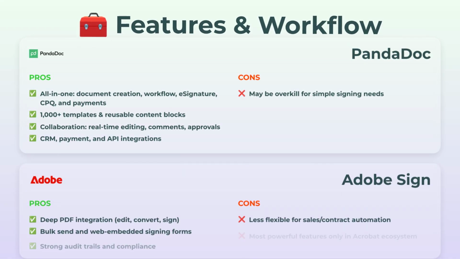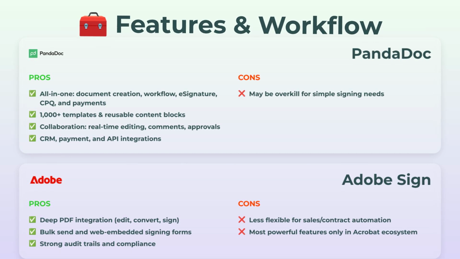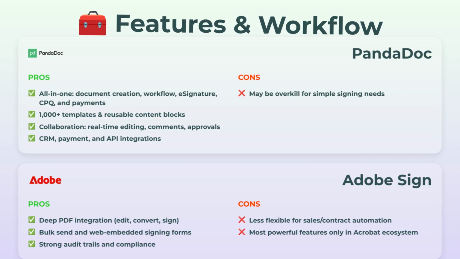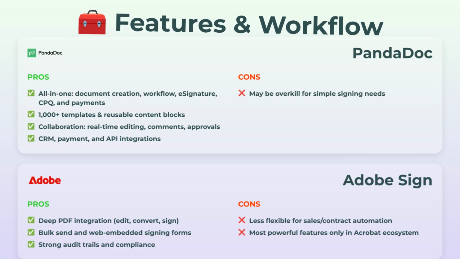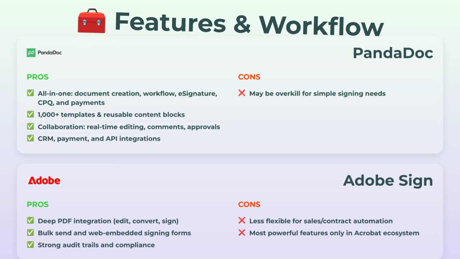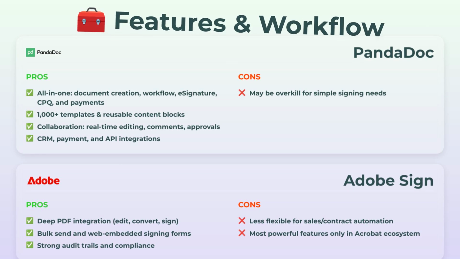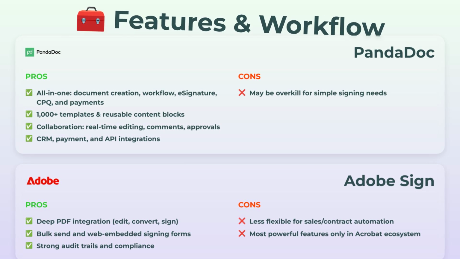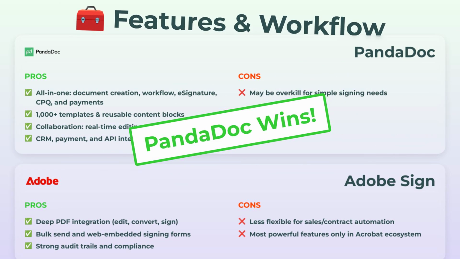command center. Now, on Adobe Sign's side, it's a bit more focused. You get that deep PDF integration, which, if you live in Acrobat, honestly, you'll love, plus bulk send and web forms. Their audit trails and compliance features are super solid. But you know what? For pure sales and contract automation, it's not quite as flexible. So while Adobe Sign isn't slouching on core features, PandaDoc really shines for all-in-one workflow. This one, PandaDoc takes it.